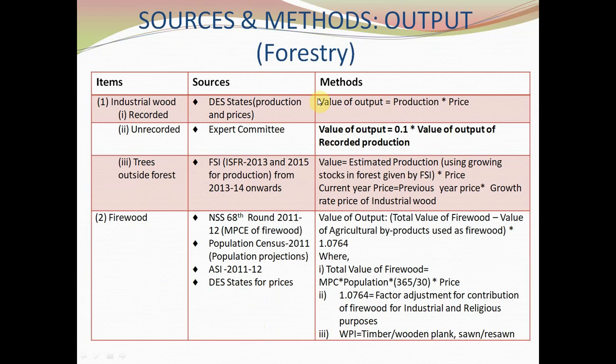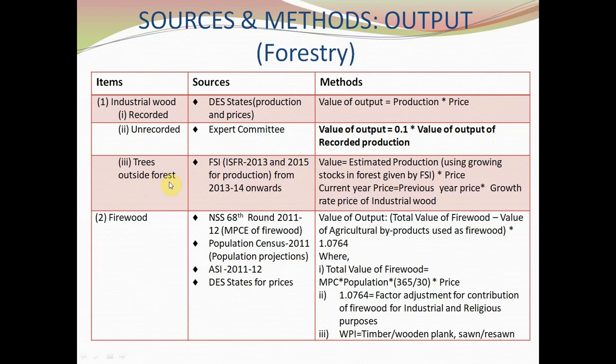Now, method of calculation of output in the forestry sector. First of all, industrial wood. There are three parts in industrial wood: recorded, unrecorded, and trees outside forest. For recorded industrial wood, the states are providing production and prices data, and value of output is production into price. For unrecorded industrial wood, expert committee reports are there, and on the basis of those reports, value of output is calculated as 0.1 into, which is 10% of, value of output of recorded production.